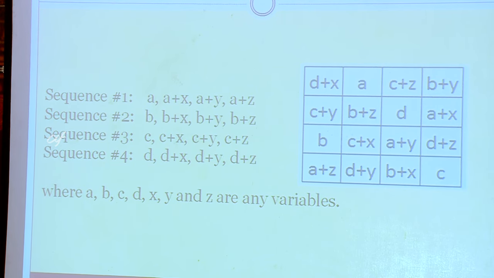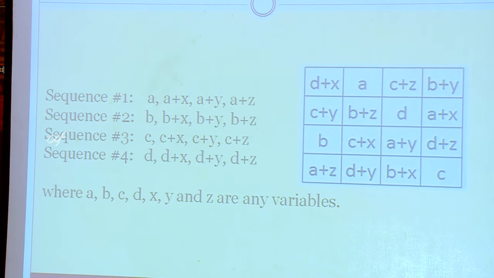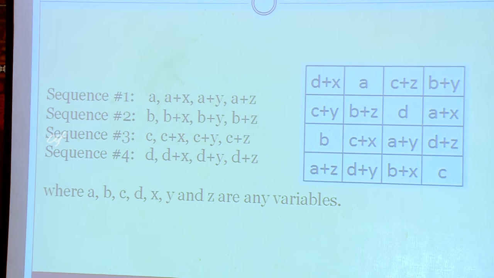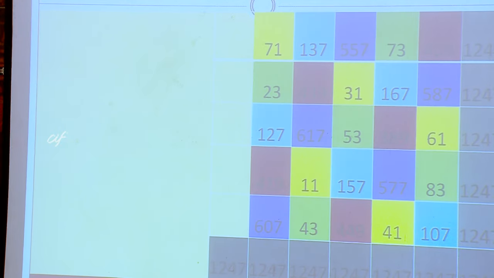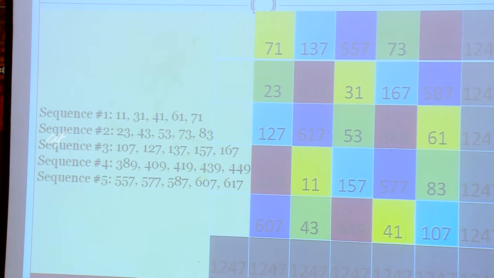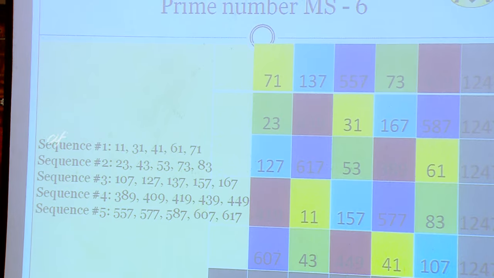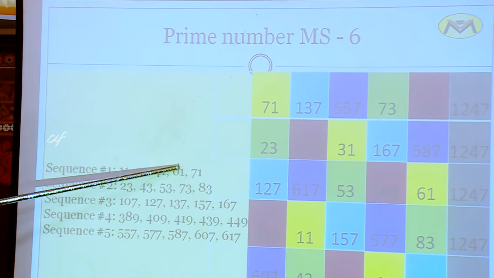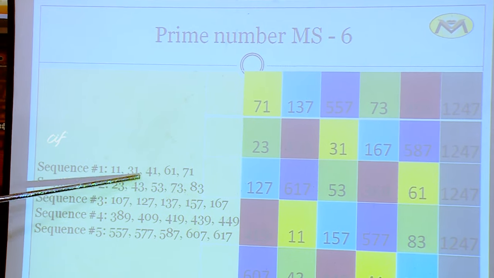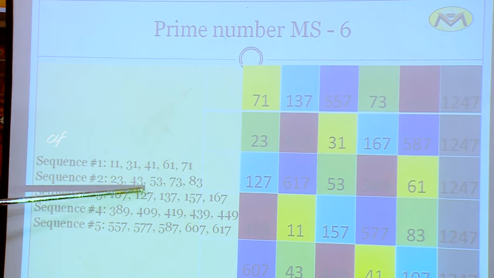Earlier things can be used for easily remembering the positions so that we can construct a magic square. This was a 5x5 thing that we did. So here also it is a sequence. 11 plus 20 is 31, 31 plus 10, plus 20, plus 10, plus 20, plus 10, plus 20, plus 10, plus 20.